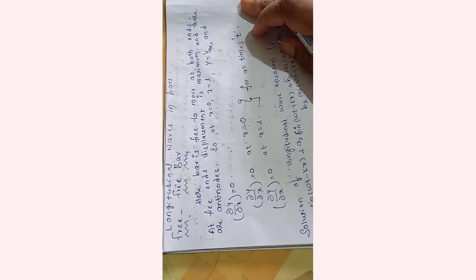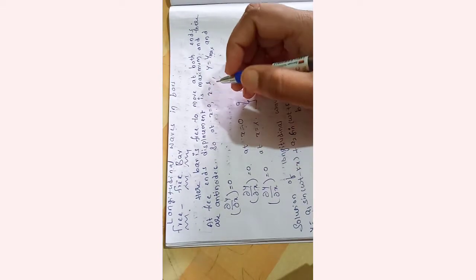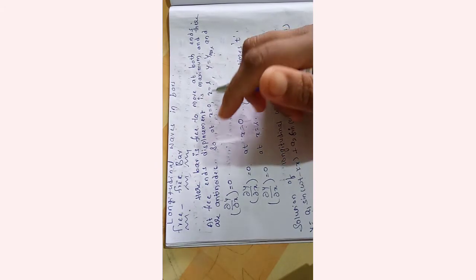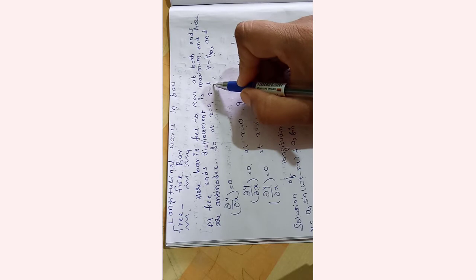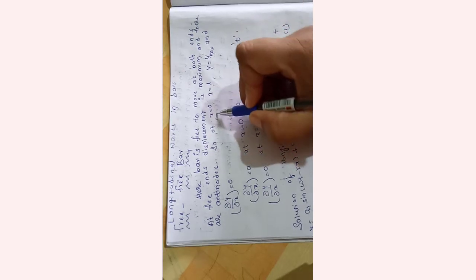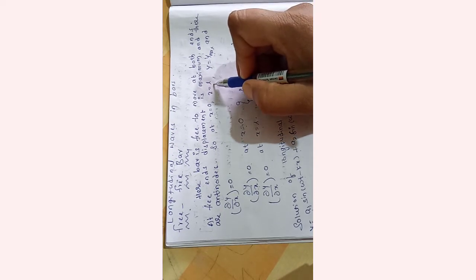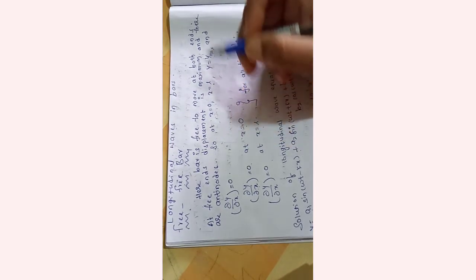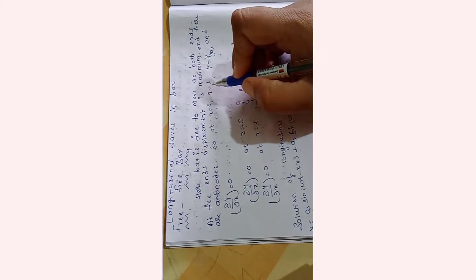Longitudinal waves in bars. Free bar. Here the bar is free at both ends. Consider a bar of length L. At the first end x is equal to 0 and at the last end x is equal to L. As the bar is free at both ends, at the ends the displacement of the longitudinal wave will be more.